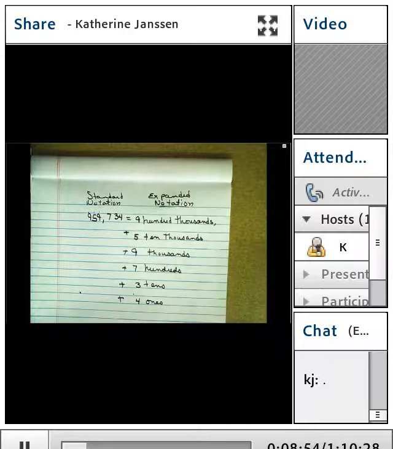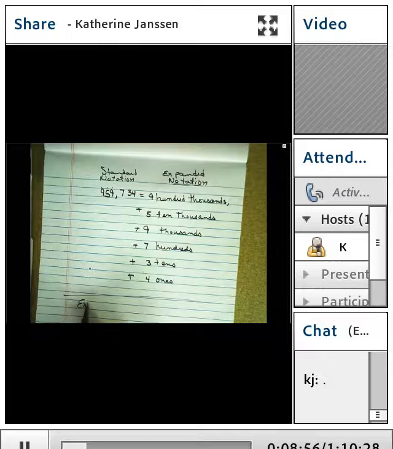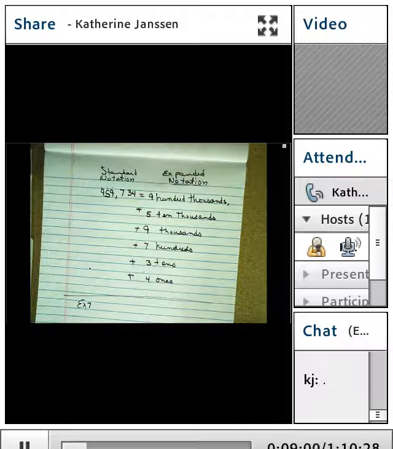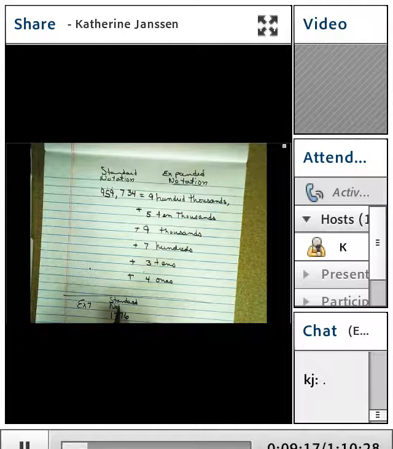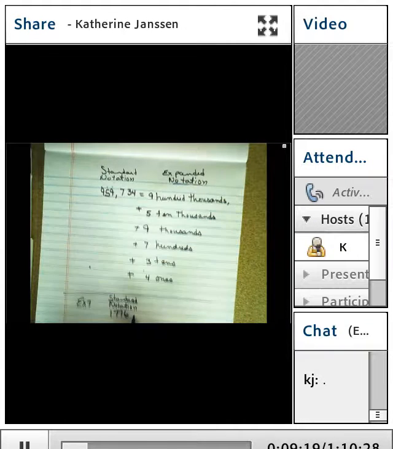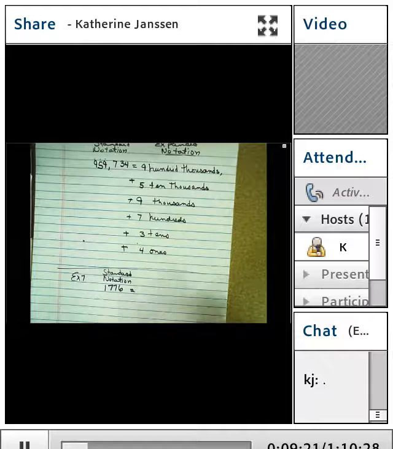Example 7 on page 4. Write expanded notation for 1,776 feet, the height of One World Trade Center in New York City. So we have our number 1,776, and that would be standard notation. And we're supposed to write expanded notation.